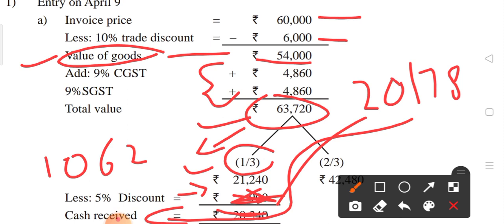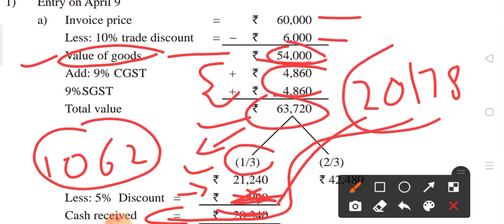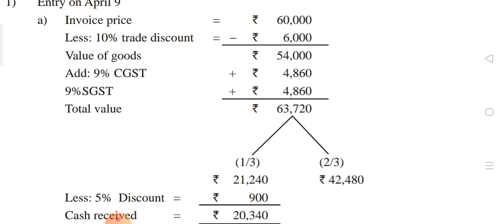Okay, now based on this we have to solve our journal entry. Make the note of this total calculation and then we will move on towards our journal entry. Is that clear? So journal entry में क्या आएगा? This CGST SGST amount we will see. Then sale value of goods, then discount allowed for rupees 1,062 and cash received for rupees 20,178. Now once you are clear with this calculation, you first have to frame your journal entry and then journal entry के सामने हमें amounts लिखना है. Is that clear? So let's start.